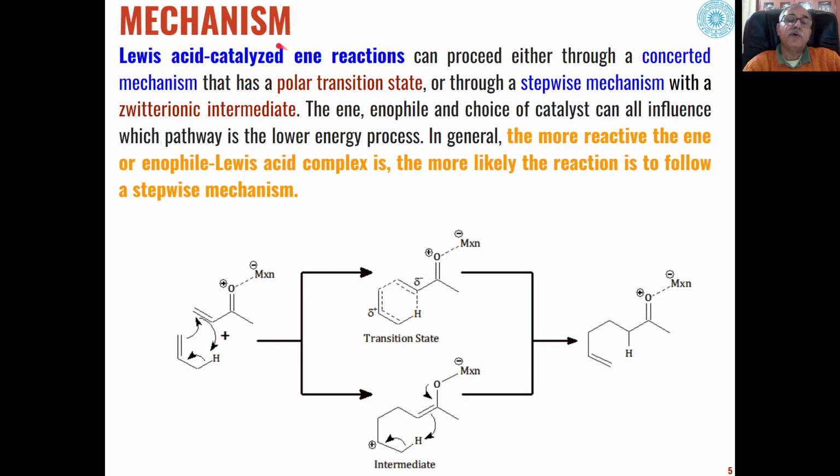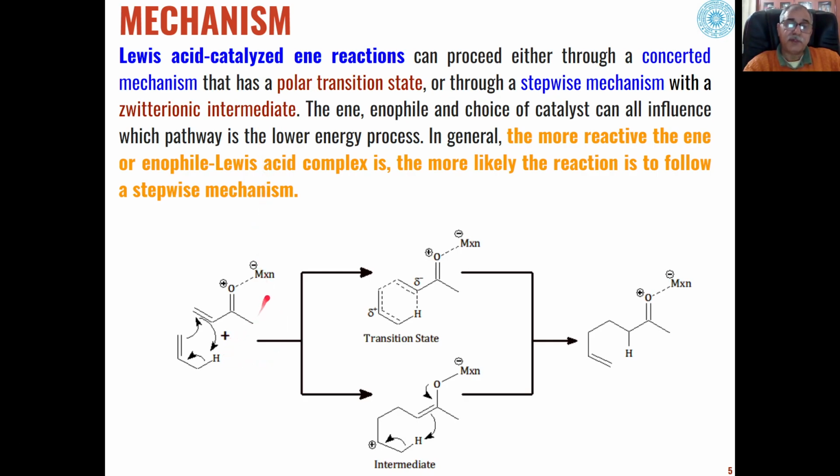Then the second type of mechanism is that Lewis acids can also catalyze the ene reactions, and here also the reaction takes place through a concerted mechanism, but here the transition state is a polar transition state. But if it takes place by a stepwise mechanism, then there will be zwitterionic intermediates present. Zwitterionic means there will be positive charge and negative charge both present.